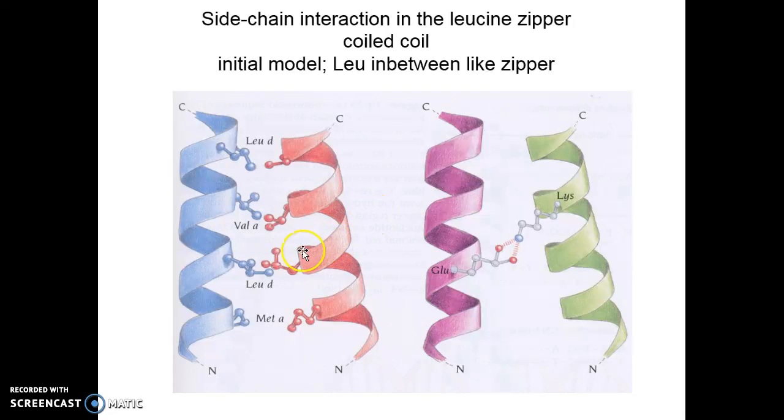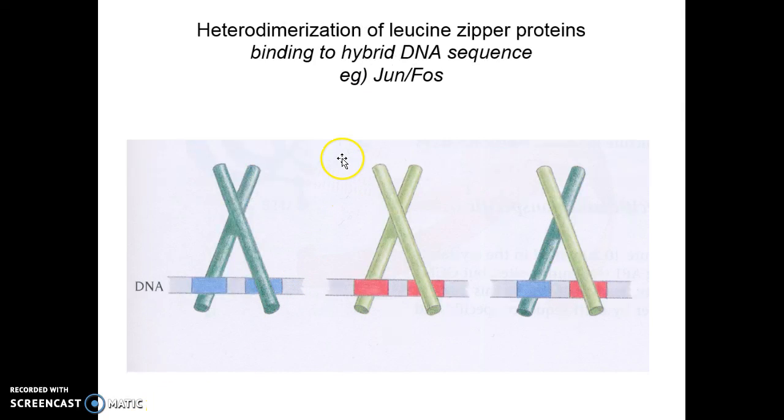There are two major interactions in this structure: hydrophobic interactions between A and D, and charge interactions between neighboring residues. Leucine zipper could make a heterodimer that could alter their DNA binding specificity. In this schematic drawing, you can see two binding sites by two different homodimers, but their heterodimers could recognize different, hybrid DNA sequence.